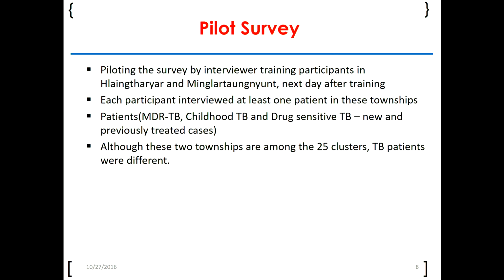Then the pilot survey was conducted in 2 townships in Yangon region by the interviewer training participants. Each participant interviewed at least one patient in these townships, covering all types of categories: MDR-TB, childhood, and adult drug-sensitive TB.